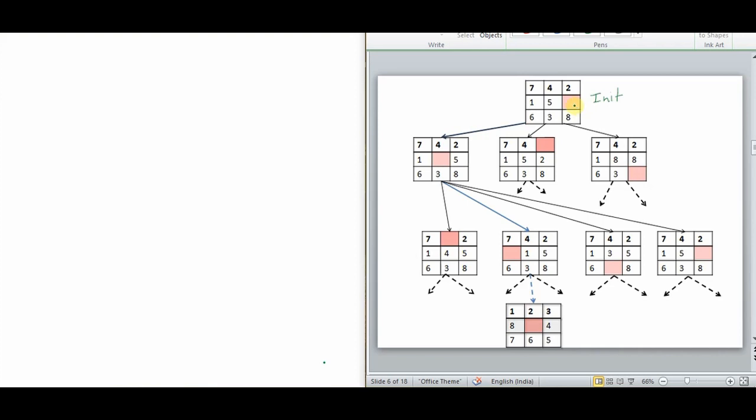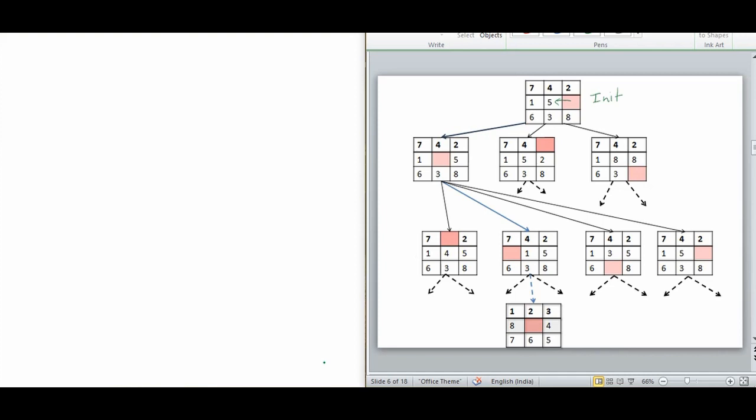And what are the rules? The blank tile, this is the blank tile, can be moved one position up, one position down. So suppose this blank tile is moved one position to the left. After applying that rule, you reach this configuration. The 5 will move here and the blank tile will move here. So you see the swapping is occurring. So this is one state.